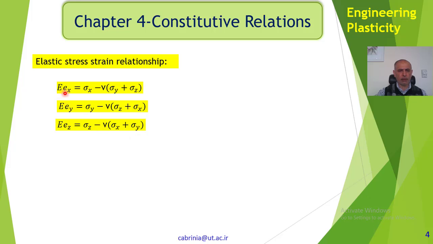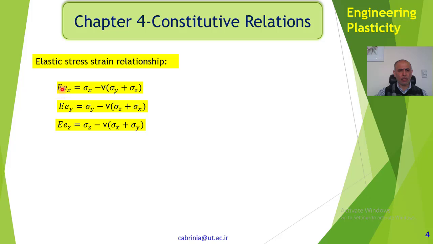So what do we have here? That's the modulus of elasticity. e_x is the elastic strain in the direction of x. Why have we used this small e? Because we have elastic strain here. When we use the total strain, we use epsilon, and when we use the plastic strain, we use epsilon p. So that e indicates that it is elastic.